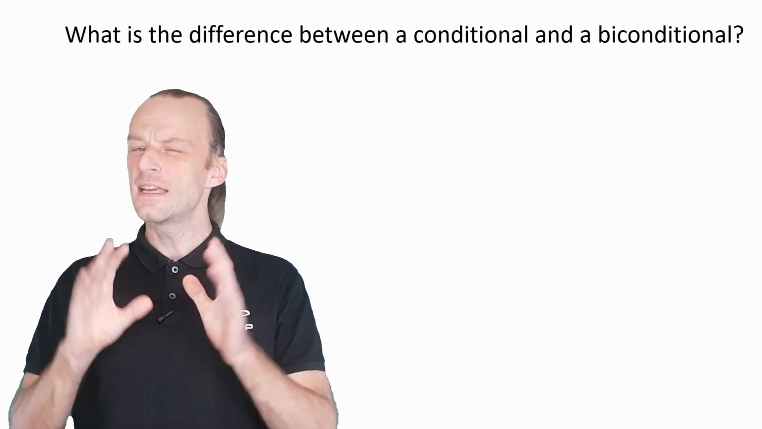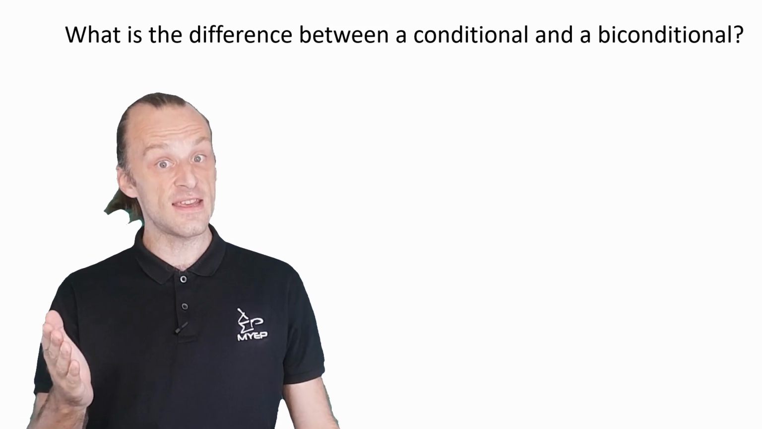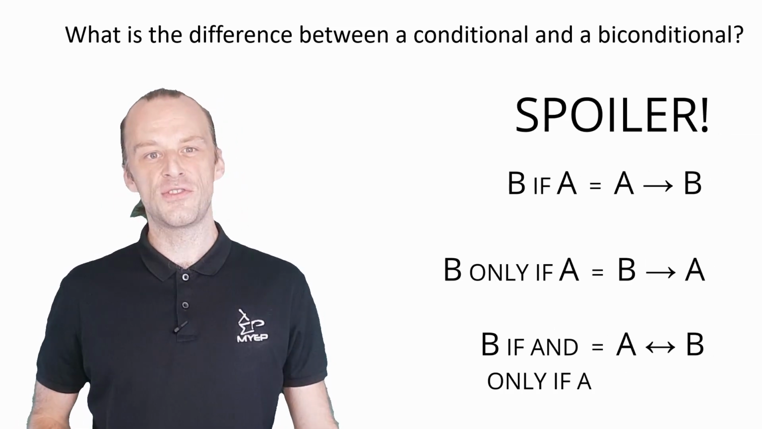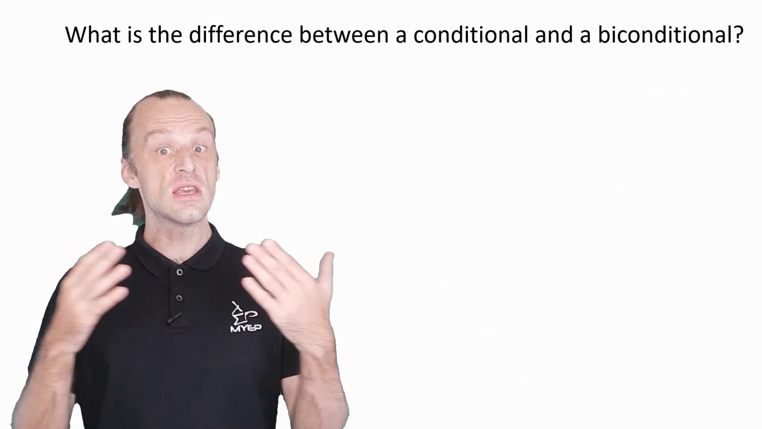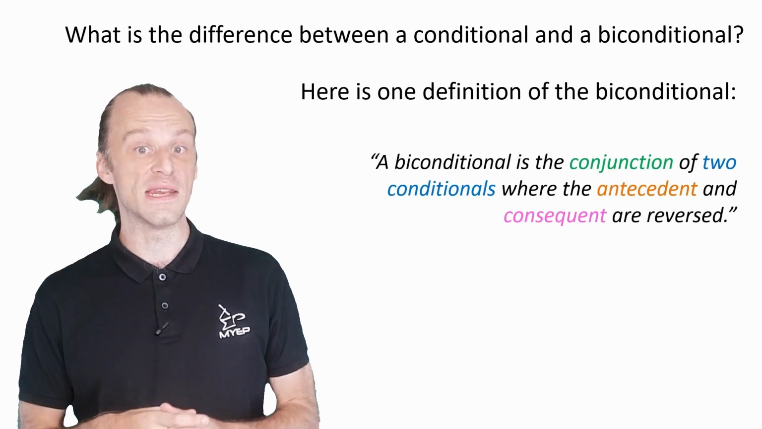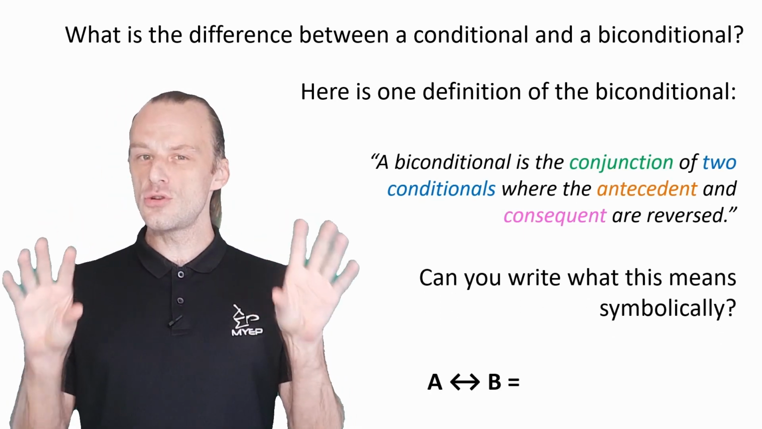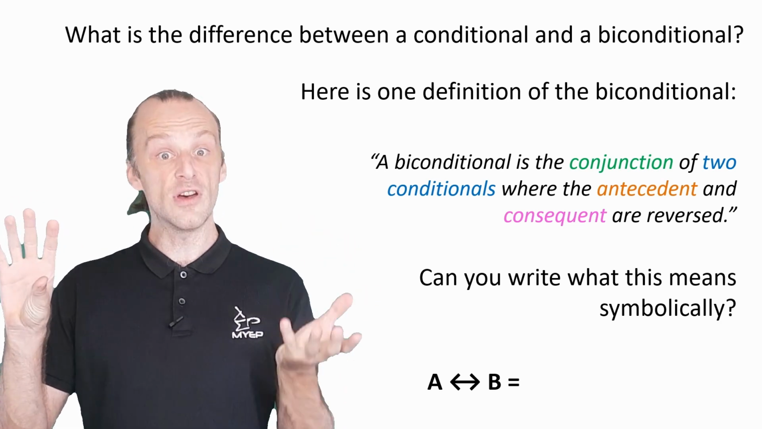The difference between a conditional and a biconditional can be quite subtle, and you'll get used to deciding when to use if and when to use only if. We'll talk more about that in the future, but we can define the biconditional quite well using the other types of statement we've already seen. A biconditional is the conjunction of two conditionals where the antecedent and the consequent are reversed.